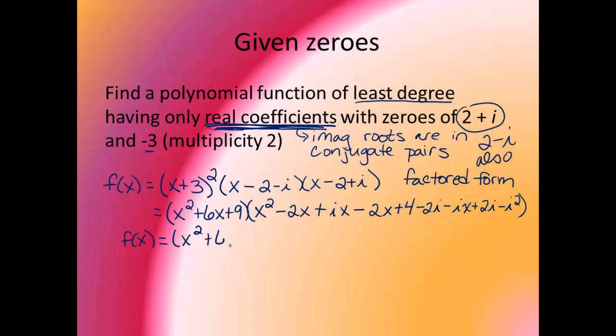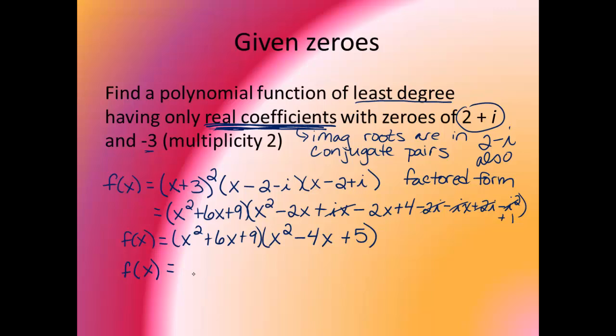So first polynomial stays the same. Start combining my like terms. I get x squared, negative 2x and negative 2x is minus 4x, plus ix minus ix, minus 2i plus 2i, negative i squared becomes plus 1, and with the plus 4, that becomes plus 5. Now I have some real coefficients.